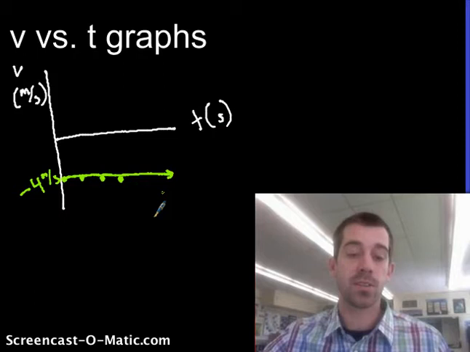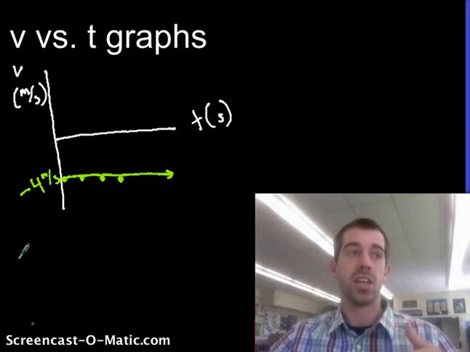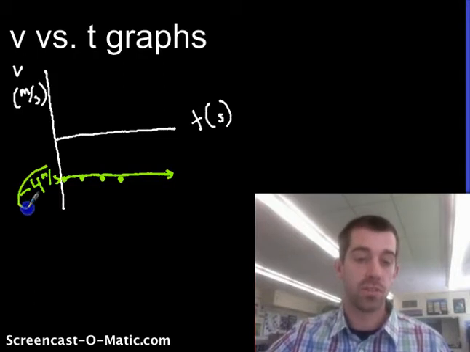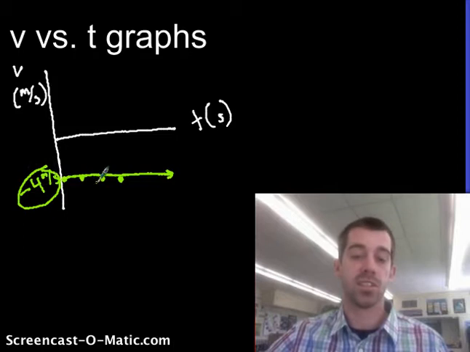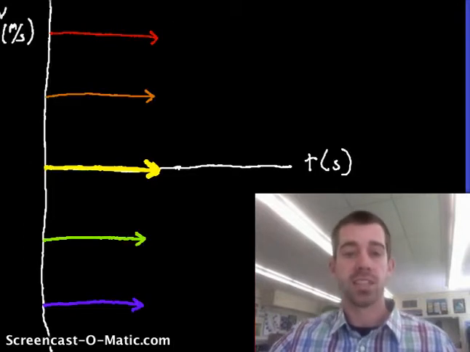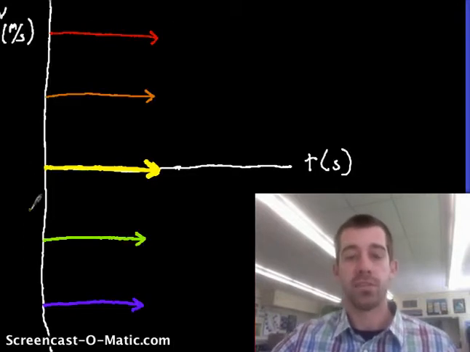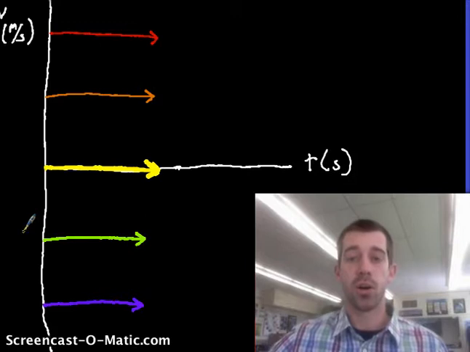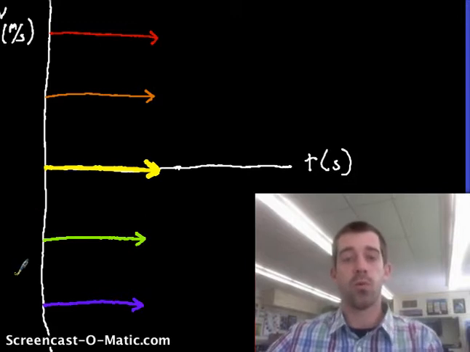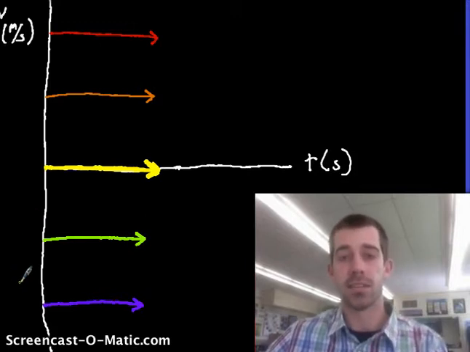So the only thing you have to pay attention to on these graphs is what the initial value was, because it's going to stay at that the whole time. Let's look at some examples. You've got 5 graphs on here. Go ahead and pause the video and think about what those different graphs mean.